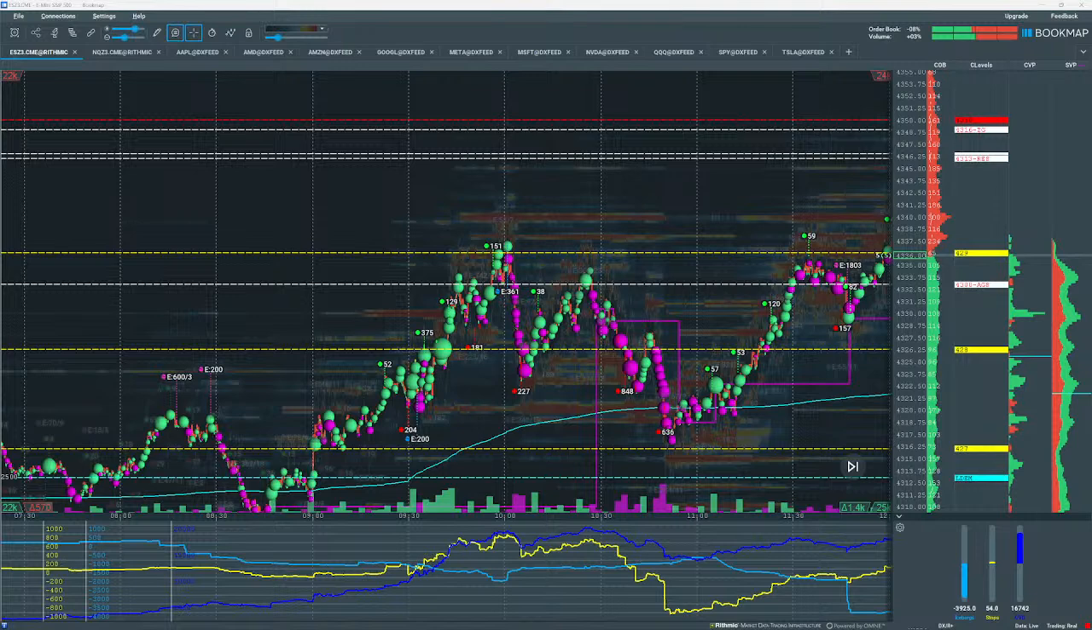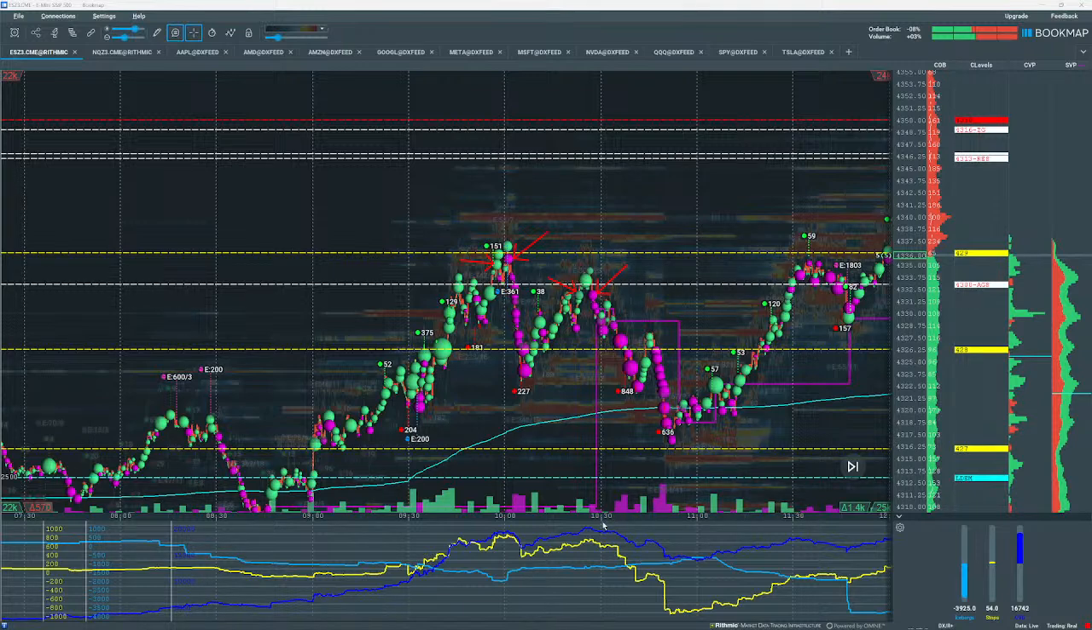And note that both the second and third test of these higher levels, large aggressive sellers came in. Note the shift in green volume dots. Those are buy minus sell, market buy minus sell. Green indicates there are more buyers than sellers. Magenta indicates more sellers than buyers. So at the 429 level, aggressive sellers came in. And again, the same shift in order flow at the 4,300 level. Aggressive buyers to aggressive sellers.